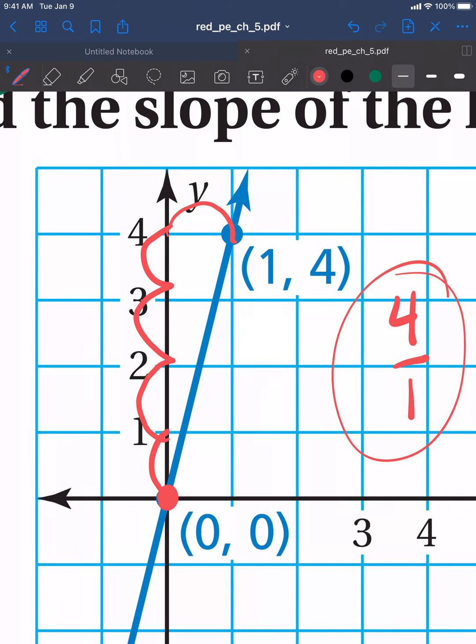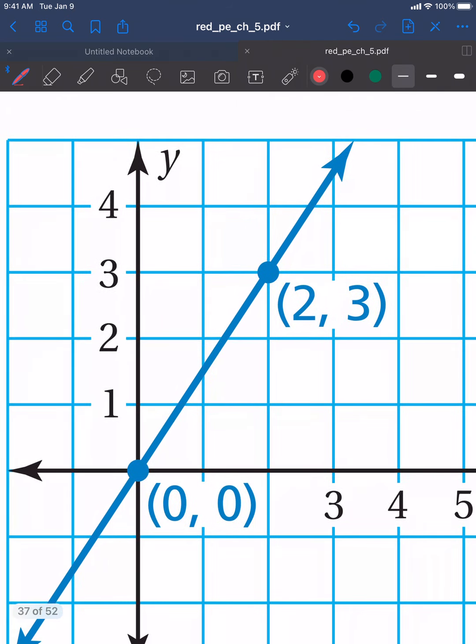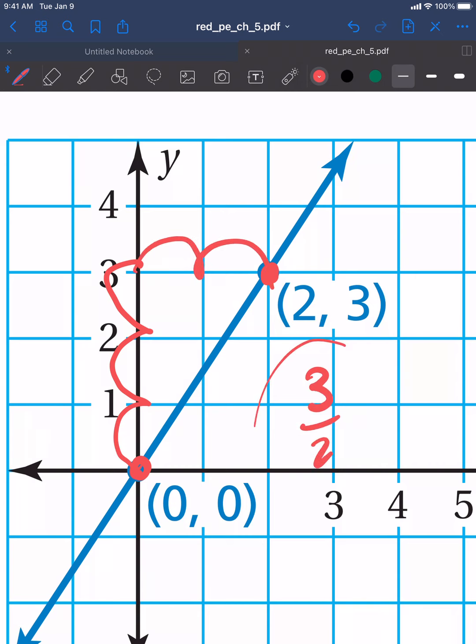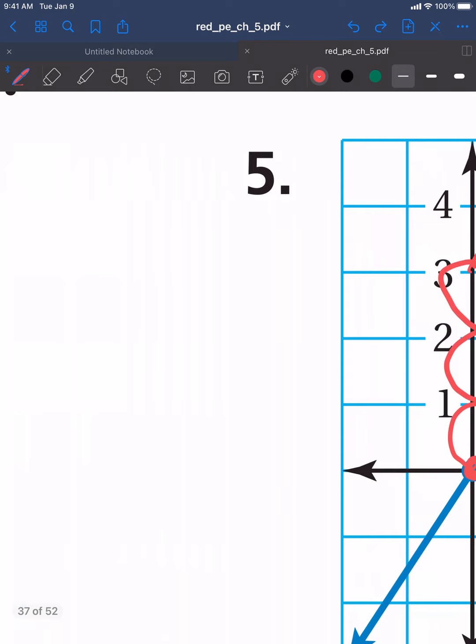Slope is incredibly easy. How about this one? How do I get from my most bottom point to my next point? Up 1, 2, 3. Over how many? 2. That's my slope. It's not the opposite of that point. That's not how you find slope. You do not say it's the opposite of that point.